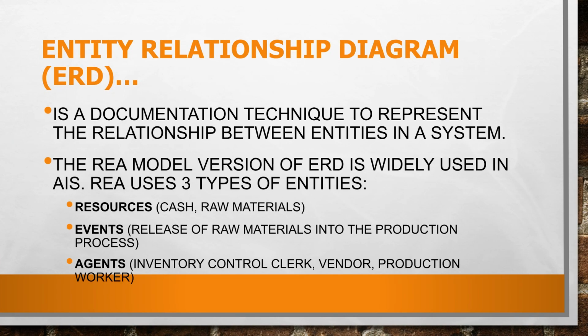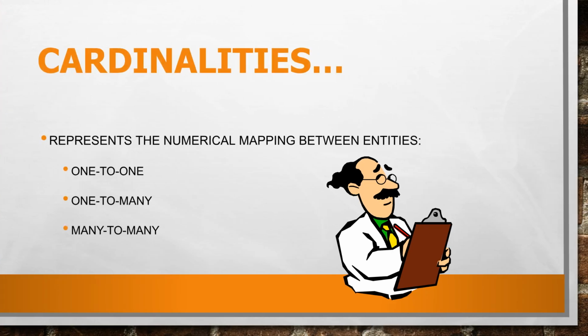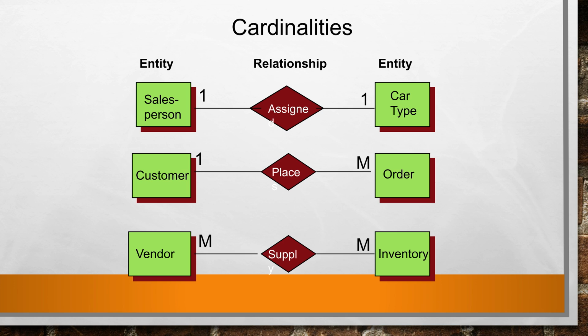Finally, the entity relationship diagram, or ERD, represents relationships between entities. The REA model specifically uses resources, events, and agents as core entity types. Next, we look at cardinalities, which represent the numerical mapping between entities. These mappings are categorized as one-to-one, one-to-many, or many-to-many. This slide provides examples of cardinality mappings, such as a salesperson assigned to a car type or a vendor supplying various inventory items.